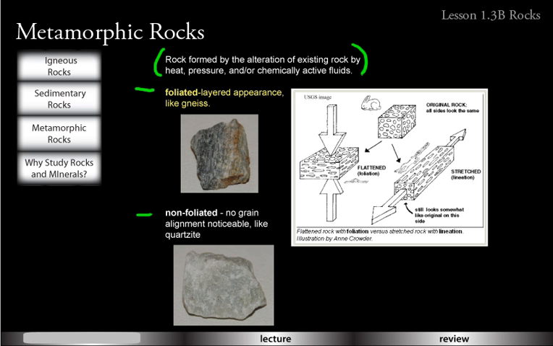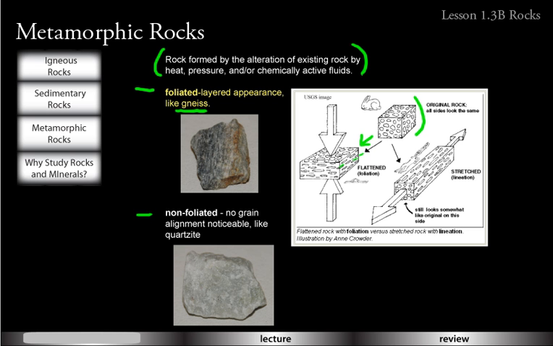Foliated rocks have a layered appearance, like gneiss. You don't say the G in gneiss, it's like the word nice. We have an example over there to the right of an original rock, and all the sides look the same. They all have those rounded patterns in them. Now let's think about if that rock was flattened. These sides would look more linear, foliated, almost a layered appearance to them.